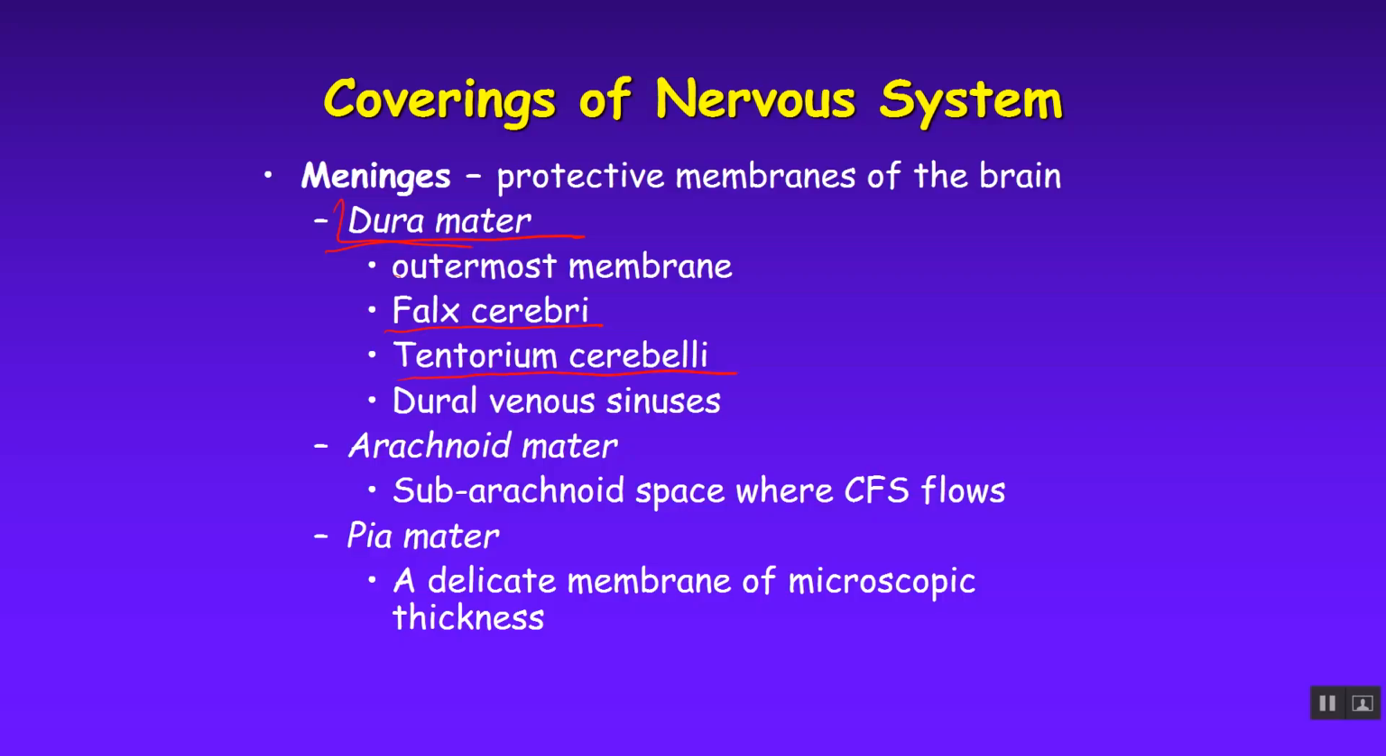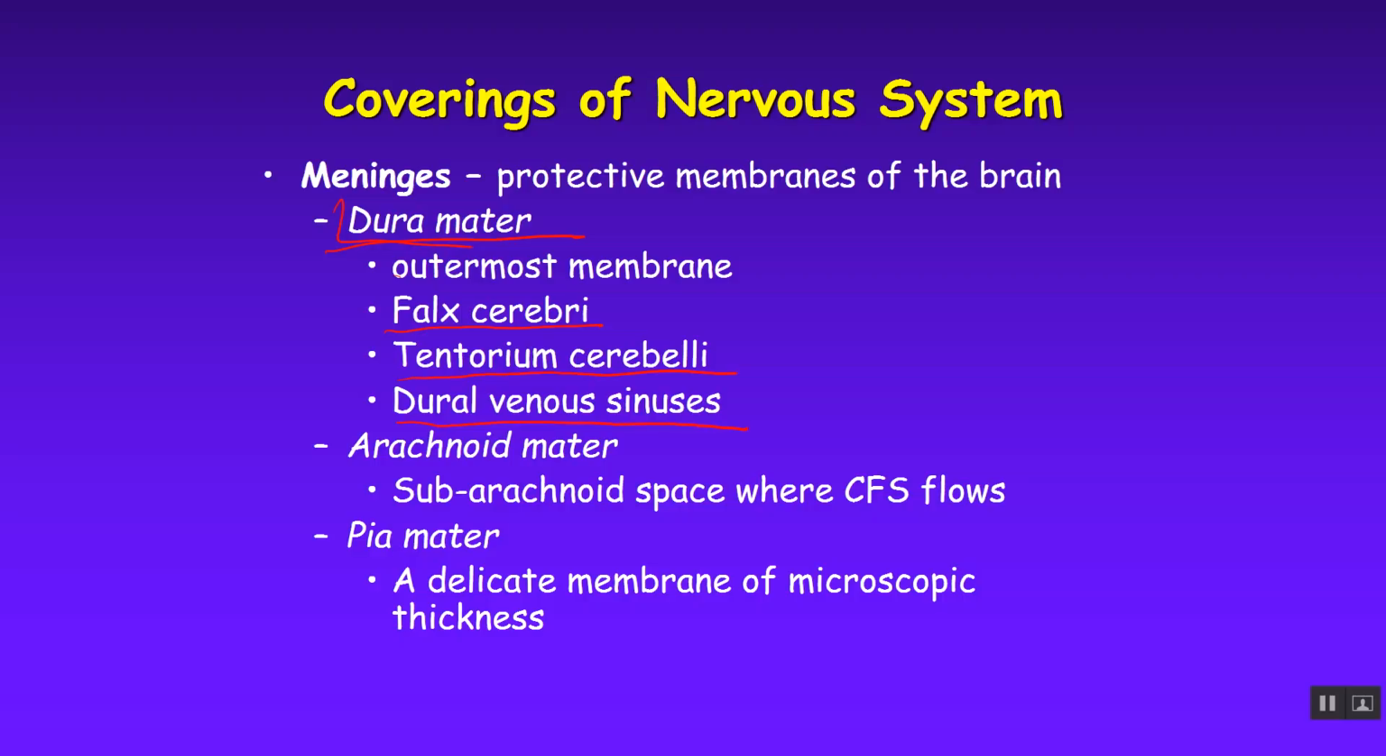And then it also forms the dural venous sinuses. These are like big drainage ditches. When venous blood from your brain gets into these drainage ditches formed by dura, it just dumps it back into your venous drainage. It eventually gets to your jugular vein and drains back into your system.